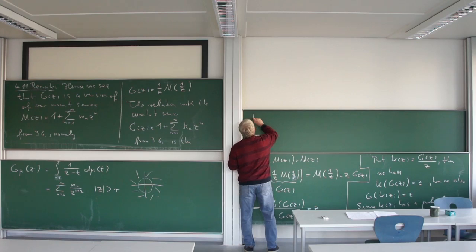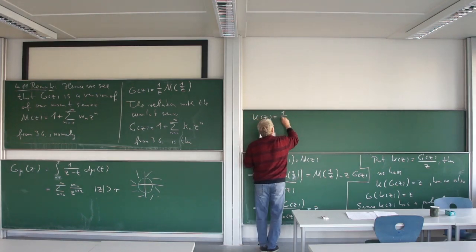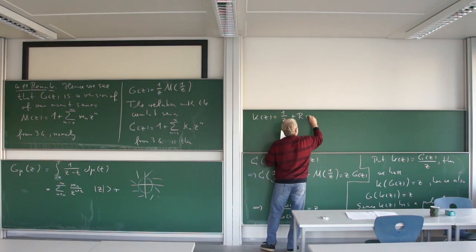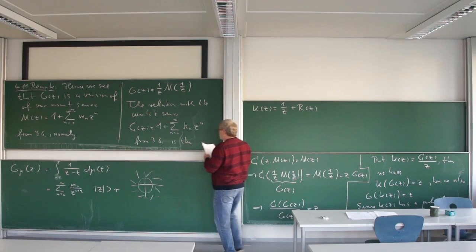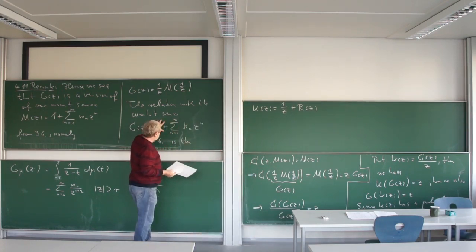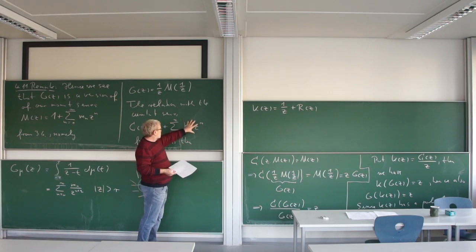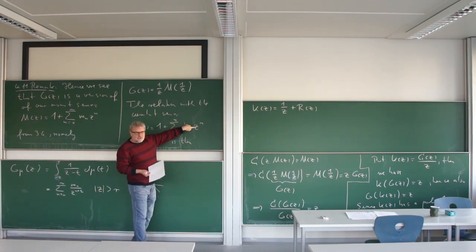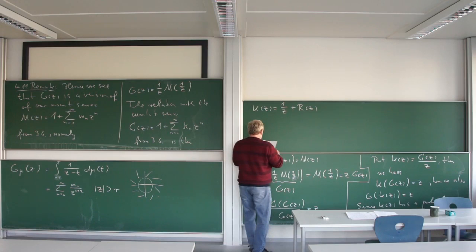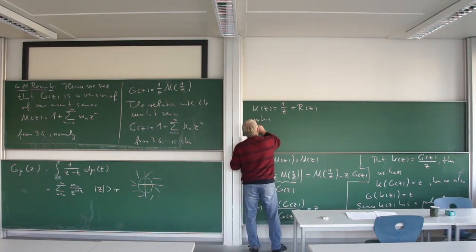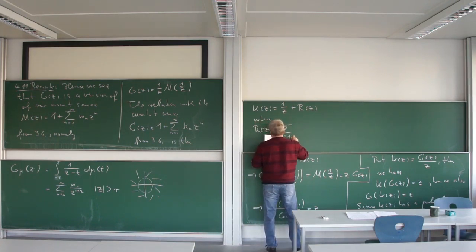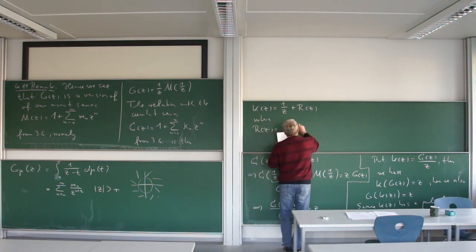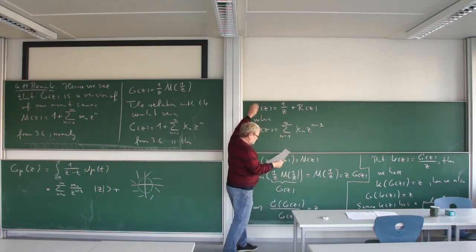And we write k of z is 1 over z plus r of z. And of course r of z is then just this term divided by z. So it's a generating function with cumulants, but there's a shift of 1 in the power of z. It is the sum from 1 to infinity of the cumulant c_n divided by z to the n minus 1.